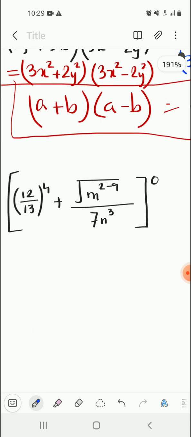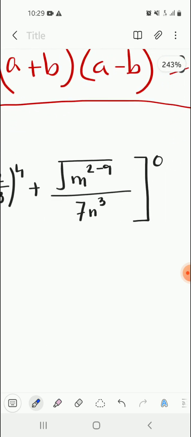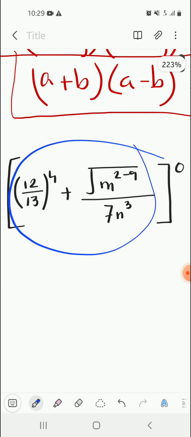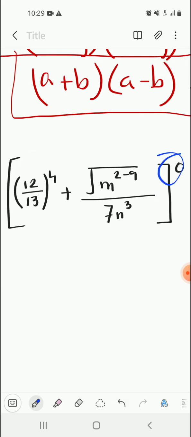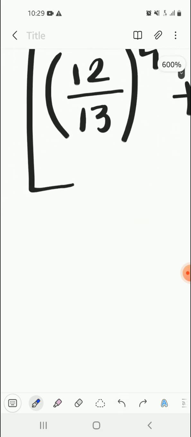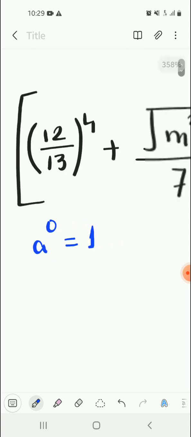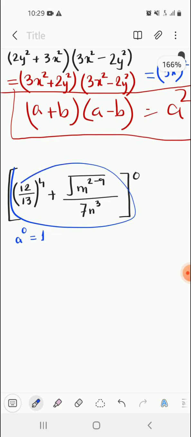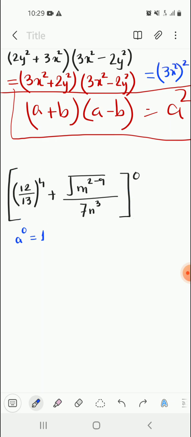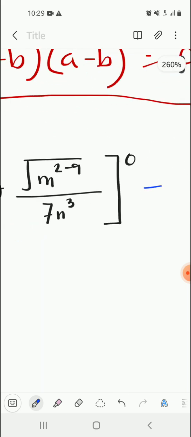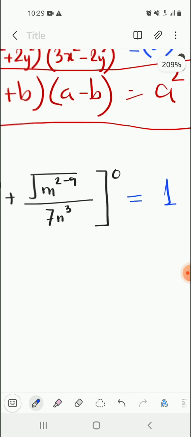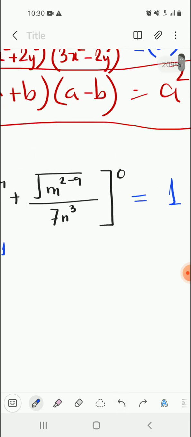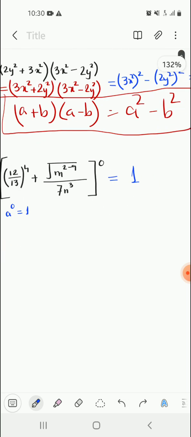See, it looks like a very complicated sum, but it's very simple because whatever it is, it is to the power 0, and we know, as per the exponent rule, anything to the power 0 is always 1. So no matter how complicated it looks, we're not going to work it out at all. It just becomes equal to 1 because the power is 0. So we do not have to waste time calculating this at all.